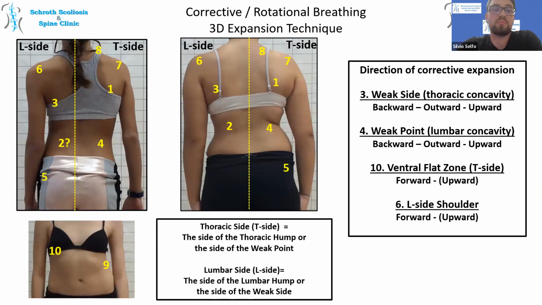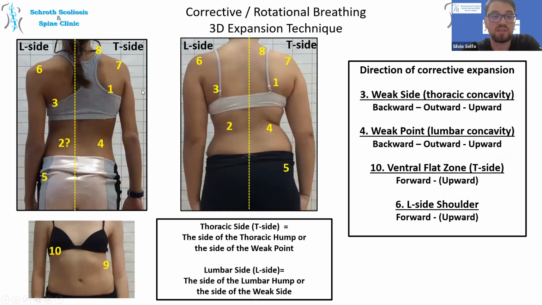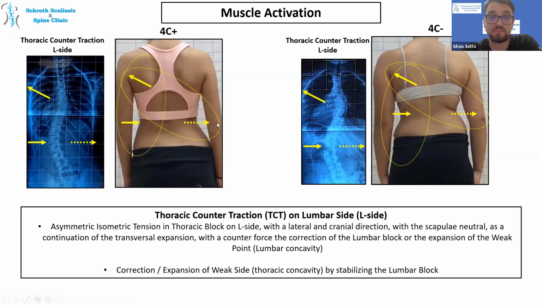Corrective or rotational breathing. The concept of this is to expand all the collapsed area. So we have to expand weak side, weak point, ventral flat zone on T side, sometimes ventral flat zone on L side, L side shoulder in proximal thoracic scoliosis, and to train the therapist how to use their hands for the corrective breathing.